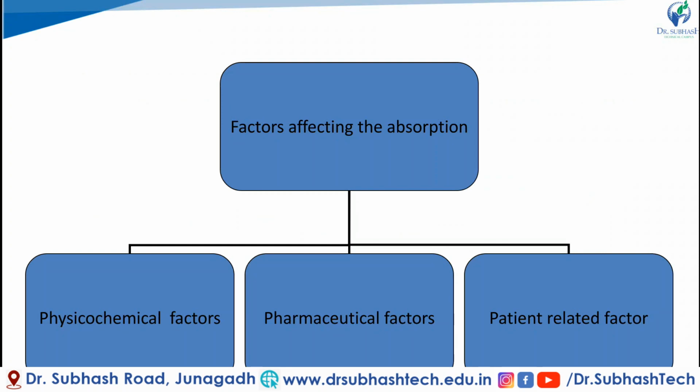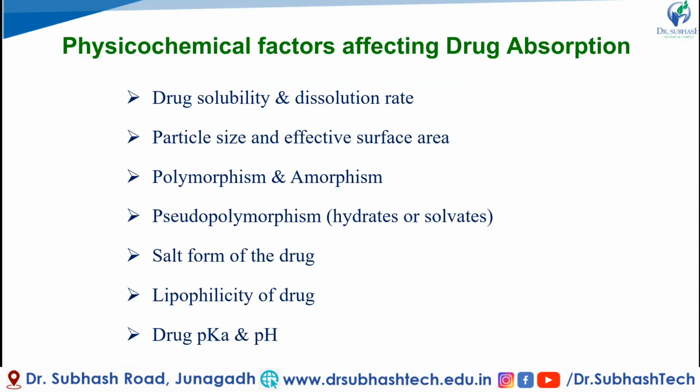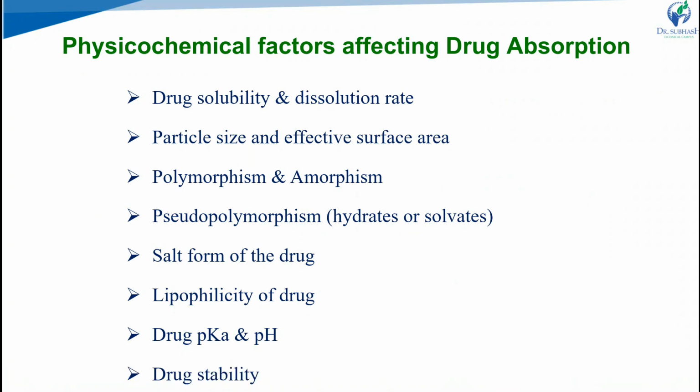Next, the factors affecting drug absorption are further classified into three parts: physicochemical factors, pharmaceutical factors, and patient related factors. The first one is physicochemical factors affecting drug absorption. These are the list of factors which we have to cover in that part.